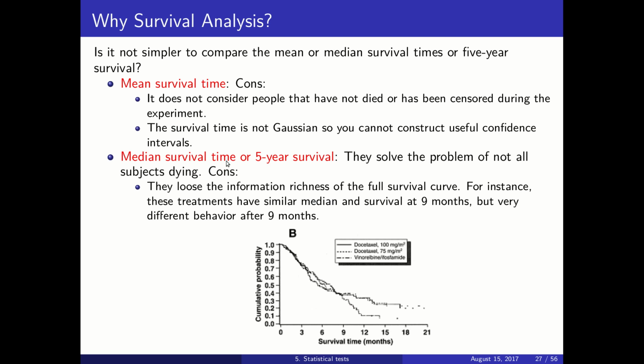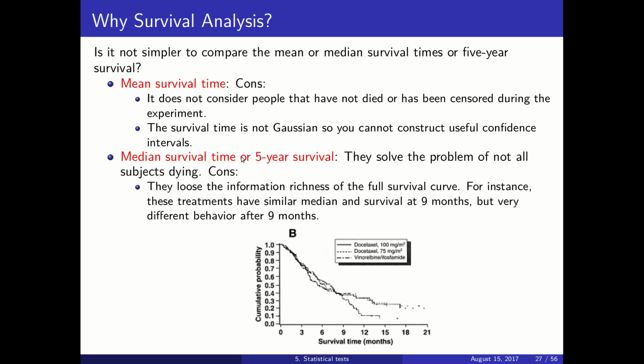So survival analysis is a complicated tool. Isn't it easier to just compute the mean or median survival times, or the 5-year survival, that is a proportion? So the mean survival time has some cons. For instance, it does not consider the people that have not died or have been censored during the experiment. And also the survival time is not Gaussian, so all the tools that we have to deal with Gaussian variables cannot be used in this context.